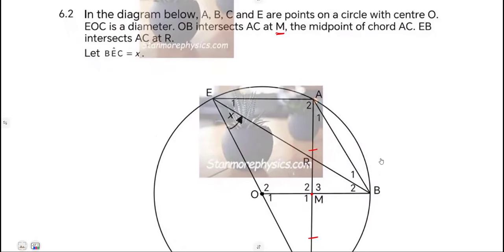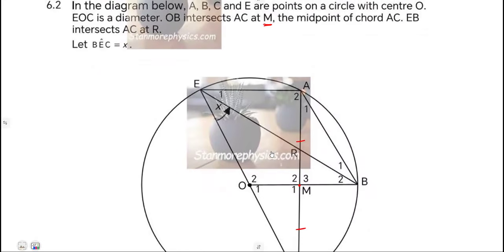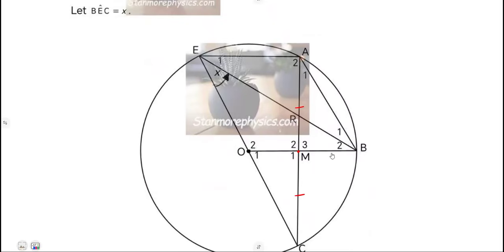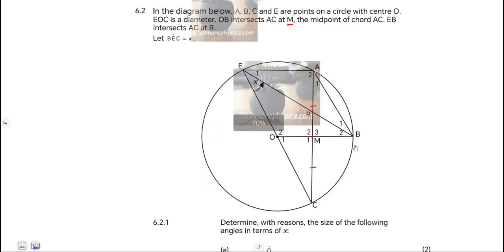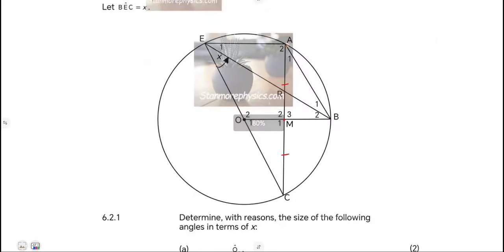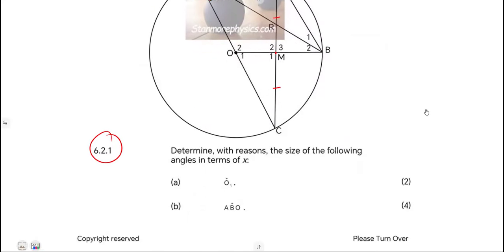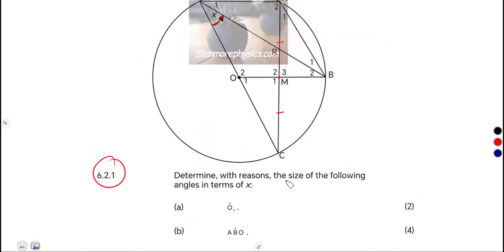And we are given these chords intersect at R, and let angle BEC be X. Let this angle be X, angle BEC. Then 6.2.1, determine with the reasons the size of the following angles in terms of X. O1. So in terms of X, angle O1 is here.